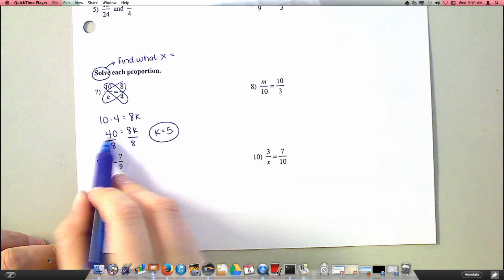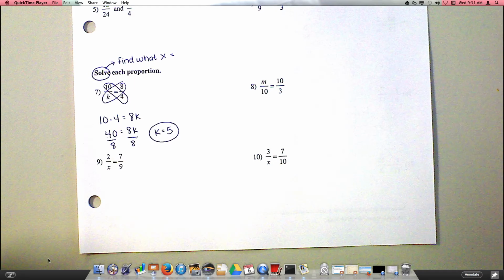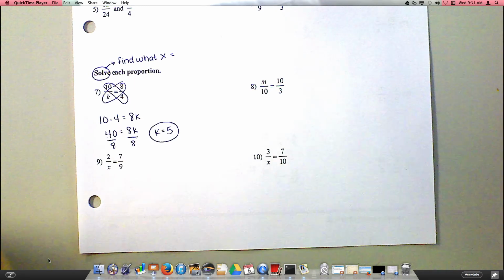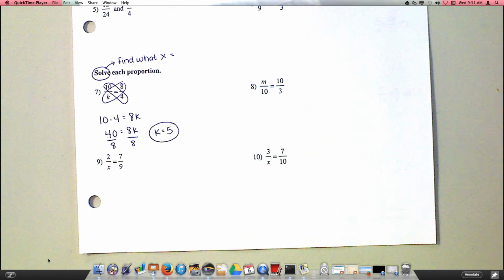But I need to see it written as an equation. Because some people have learned to cross multiply and then divide all in one step. You've got to write it as an equation. Because easy ones like this, that works for, but when we get into some of the more complicated ones, that's not going to work anymore.